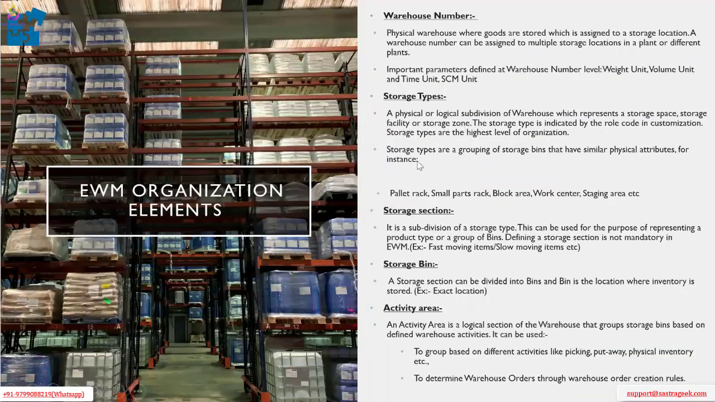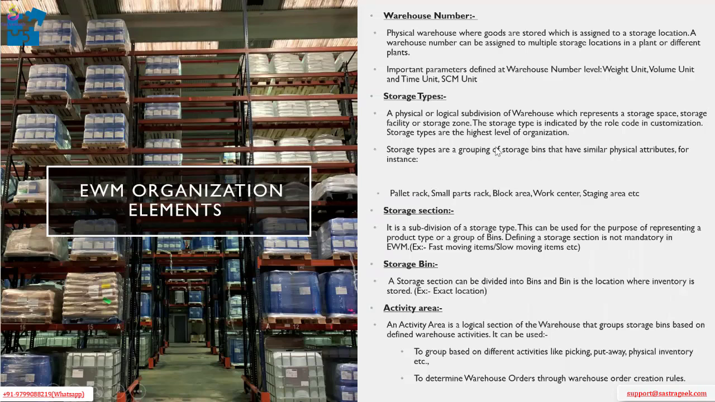You can see that storage types are groupings of storage bins that have similar physical attributes. Here you can define what kind of products you're trying to store. It could be pallet racks, if you want to store pallets, or small parts if you're working in the automobile industry, or maybe some kind of work center. So anything can be defined within this storage type.